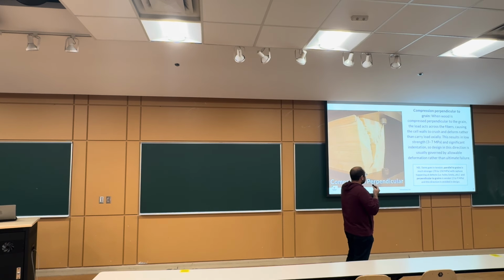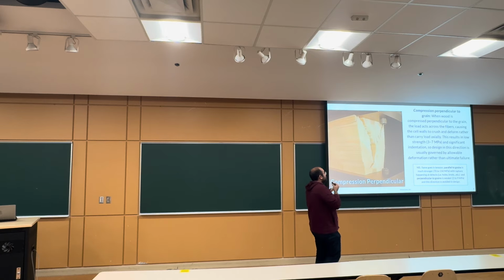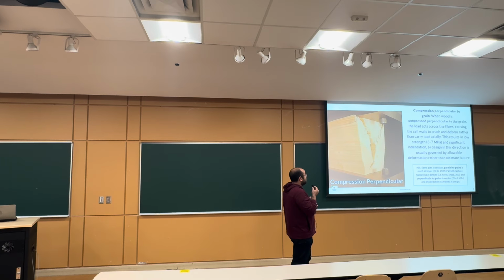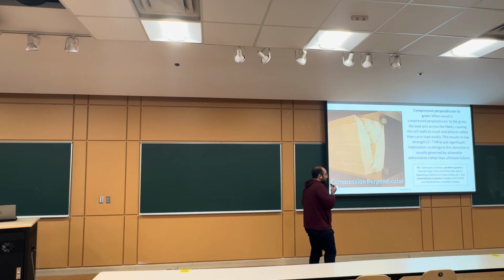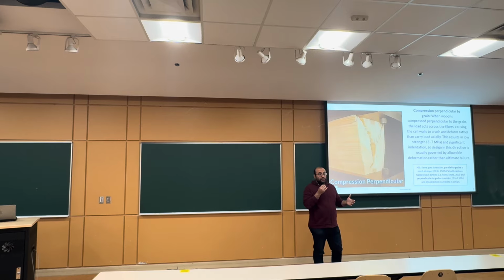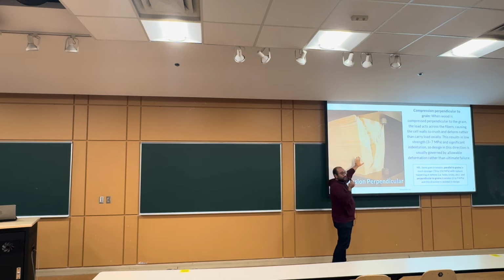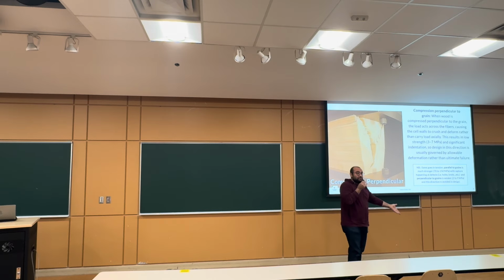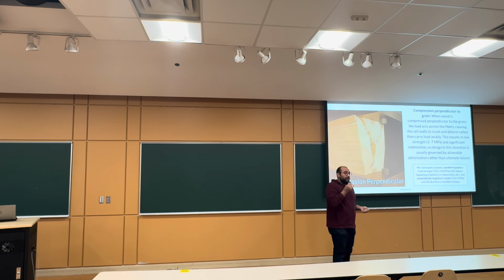So the design in this direction is usually governed by allowable deformations rather than ultimate failures, because we cannot have a fixed number for this failure point, and thus we cannot design over this. So whenever we design, we usually expect that the load will never be applied from this direction, because this is actually much lower in strength than the other, or the main direction that we are interested in. So, any questions so far?